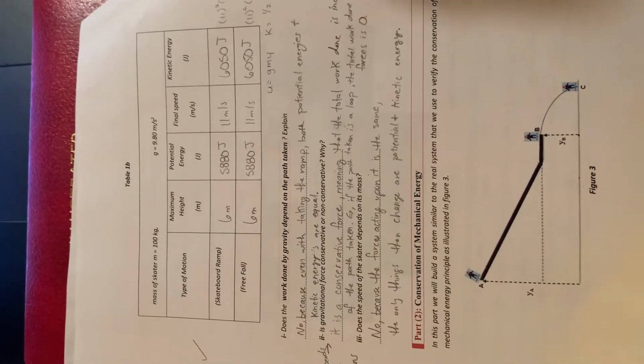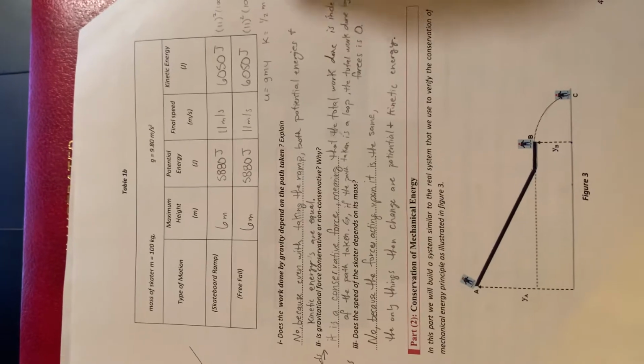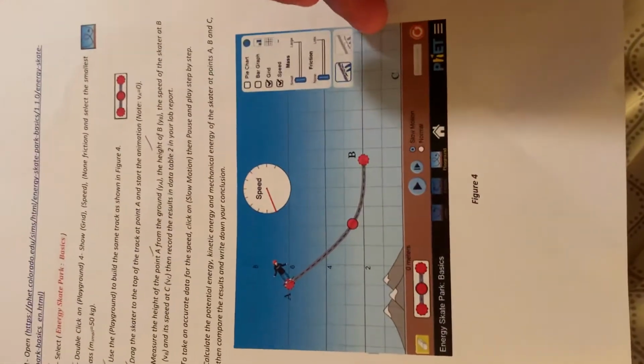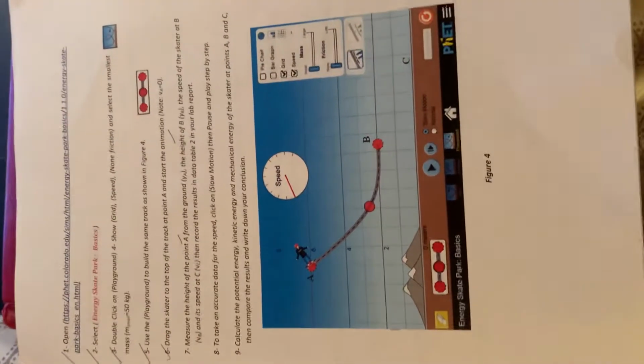And for number 3, does the speed of the skater depend on mass? No, because the forces acting upon it would be the same, and the only things that would change are potential and kinetic energy, and that's only because of the mass. And that's basically how you do part 1. And on to part 2, which would be kind of the same thing, but you would have to calculate from different points your potential energy, kinetic energy, and mechanical energy, and also your speed. So on to part 2.